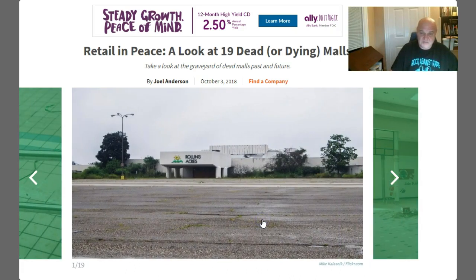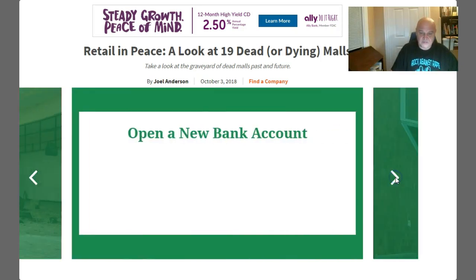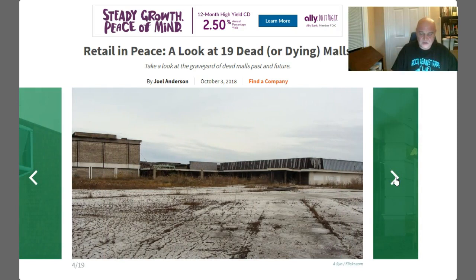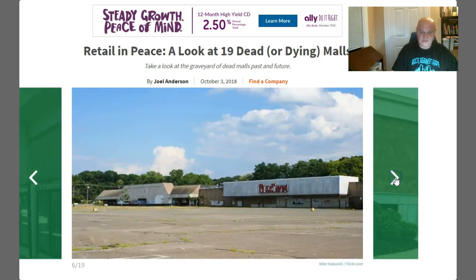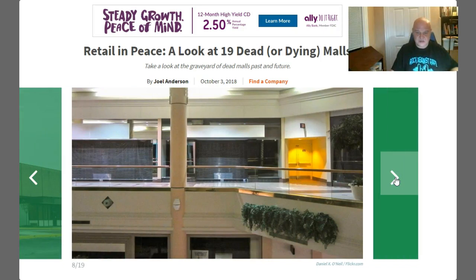Here we look at Cloverleaf Mall again. This is the very food court that I used to eat in. It's a dead mall. Okay. There's an ad. Here's a mall in Toledo, in Illinois. Here's a dead mall in Alabama. Macon Mall in Macon, Georgia.